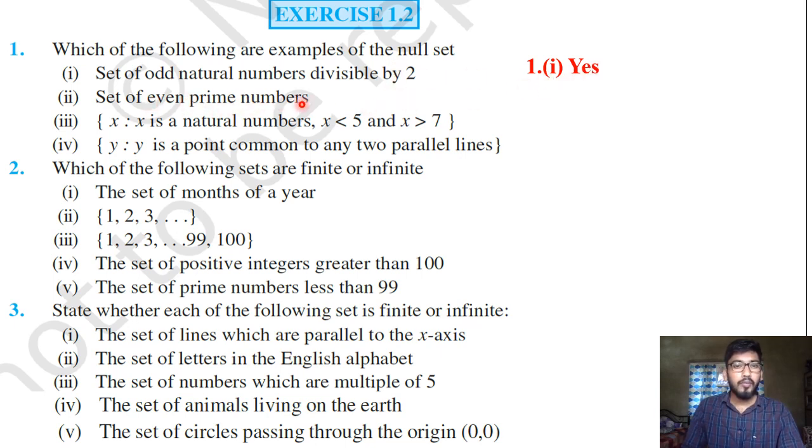Set of even prime numbers. Set of even prime numbers, which element do we mean? 2. So we have found an even prime number. That's why this is not an empty set.